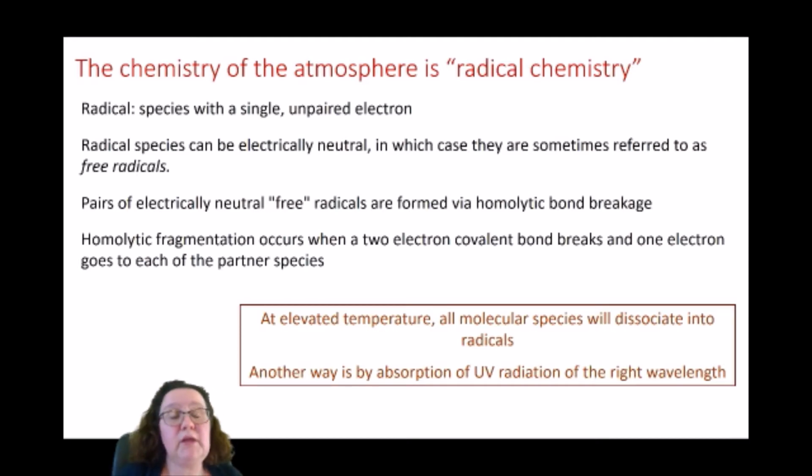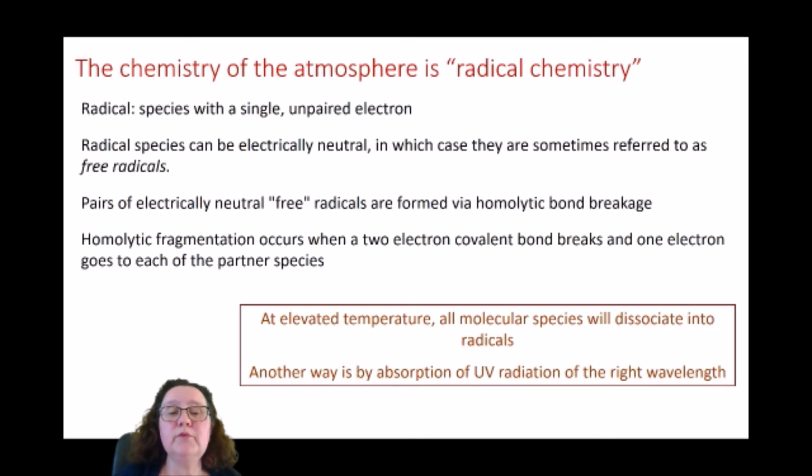The chemistry of the ozone and the chemistry of the atmosphere is what we call radical chemistry. A radical is a chemical species that has one single electron, which is unpaired. It has one electron in its outer shell which is not paired, is not making a bond. They are very reactive species. When you have a chemical species which is a neutral molecule and has just an unpaired electron, we call that a free radical.